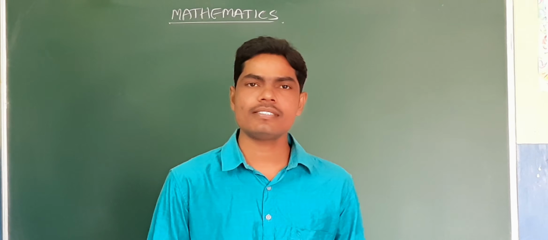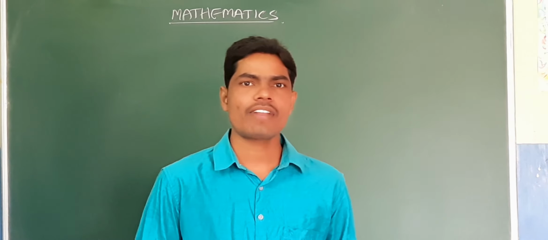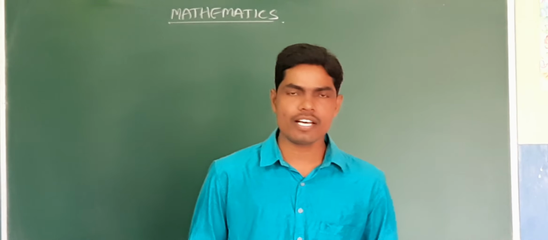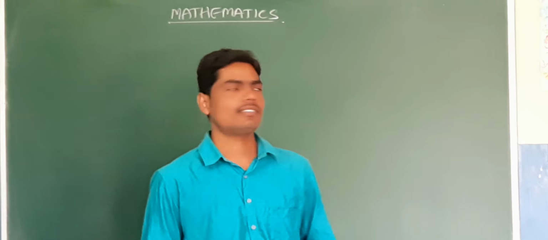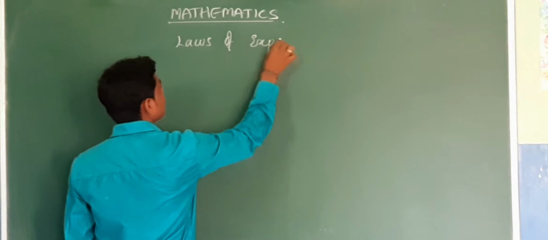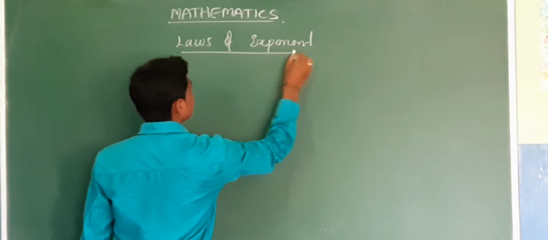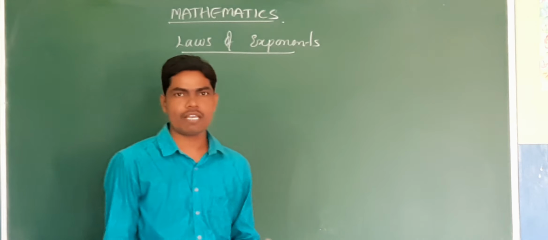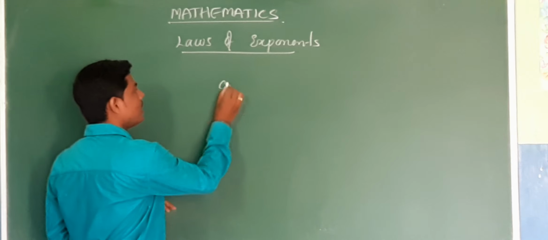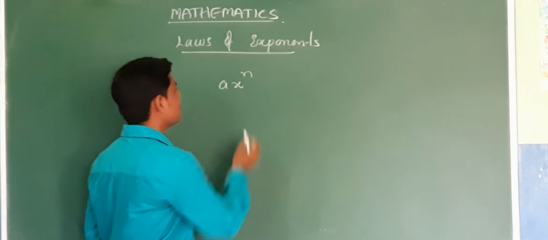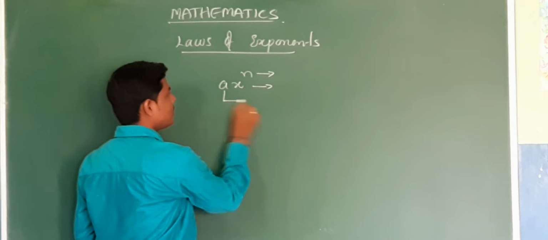We discussed number systems, operations on integers, fractions and their operations, and LCM, HCF, and prime factorization. Now, today we are going to learn the laws of exponents. These laws of exponents depend on variables. That means a into x to the power of n is an algebraic expression. Here, what is n, what is x, and what is a?